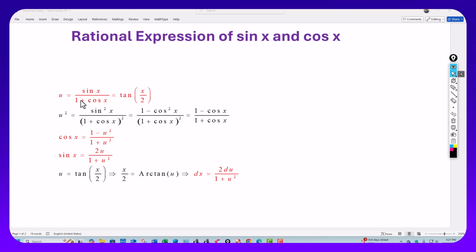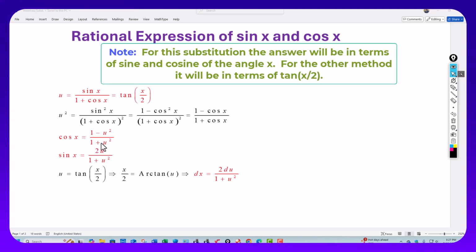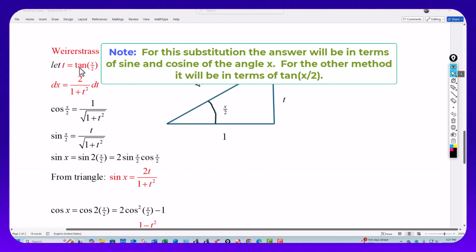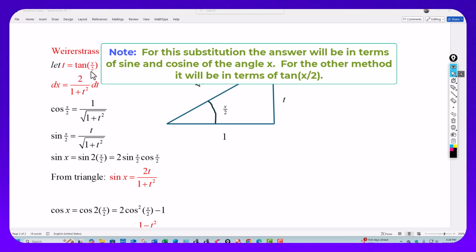So if you're going to use this method here, where your main substitution is going to be u equals sine x over 1 plus cosine of x, then wherever you have a cosine, you replace it by 1 minus u squared over 1 plus u squared. Wherever you have a sine, replace it by 2u over 1 plus u squared. And then the dx is replaced by 2 du over 1 plus u squared. Now, if you're using the Weierstrass substitution, this is what you're going to use. The t will equal tangent of x over 2.